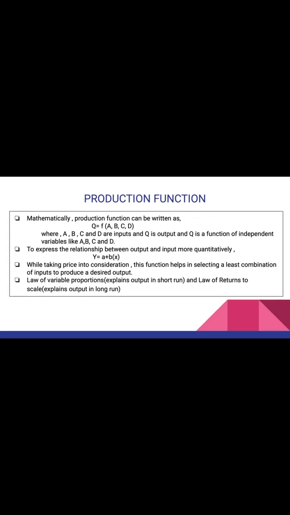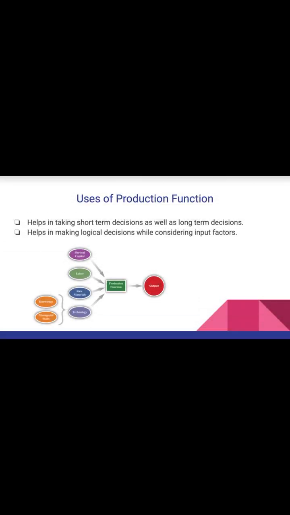Now this is production function. The formula here takes into consideration, and this function helps in selecting a least combination of inputs to produce a desired output. It refers to the relationship between the quantities of output of production and the input or factors of production. It explains the amount of output that can be produced according to the quantity of input. Basically, it helps in taking short term decisions as well as long term decisions. Along with that, it may be used to compute the least cost combination of inputs for a given output.